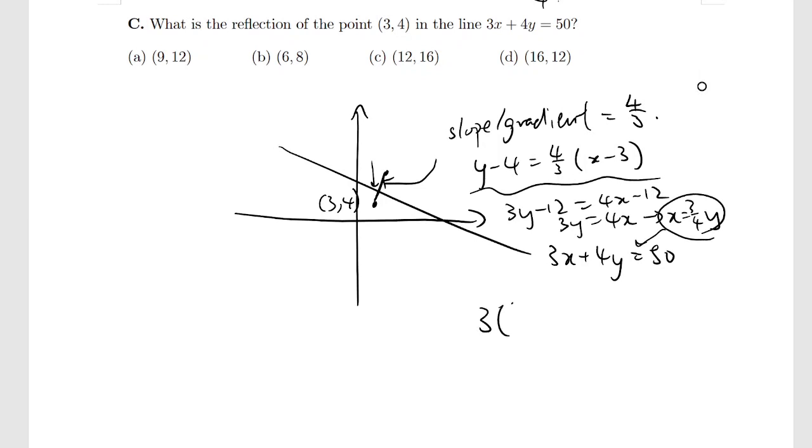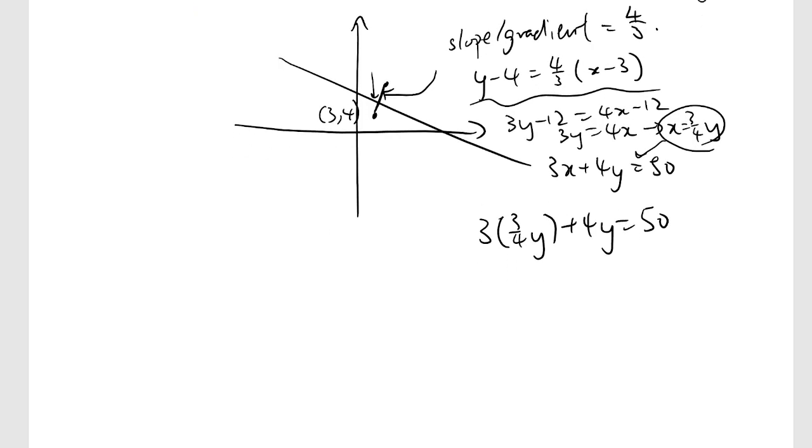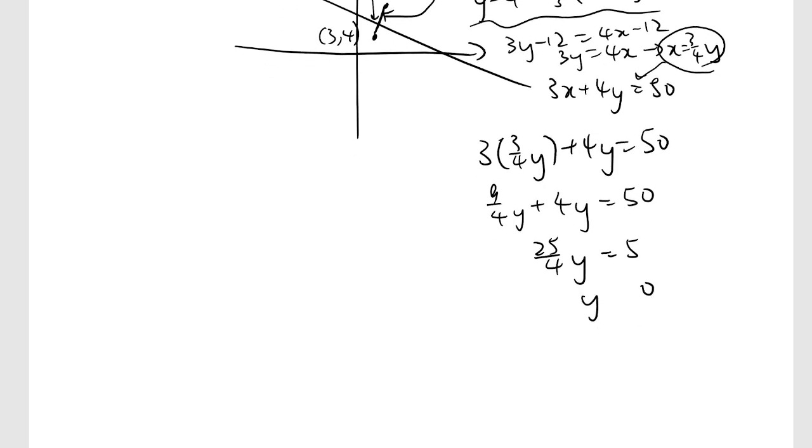So 3 times 3 on 4 y plus 4y gives me 50. So now I could solve for the y coordinate of the intersection. So 9 on 4 y plus 4y gives 50. So that gives me 25 on 4 y equals 50. So y would give me 8. Okay, so y is 8.